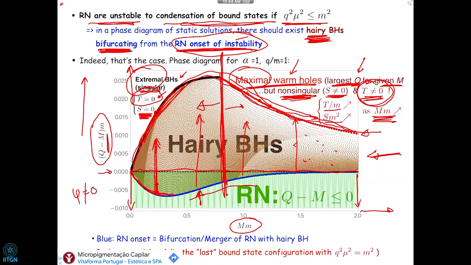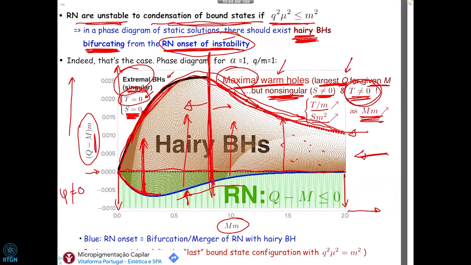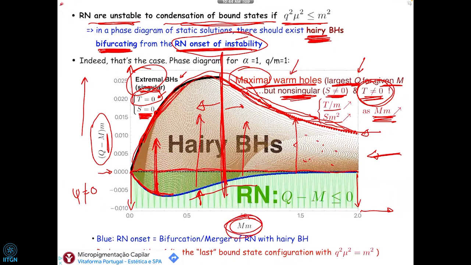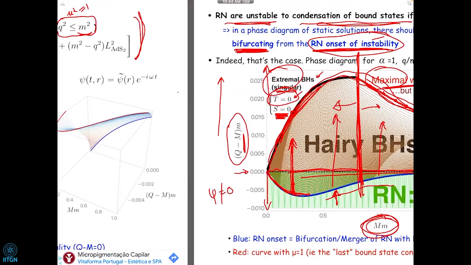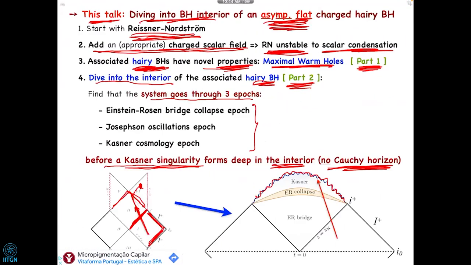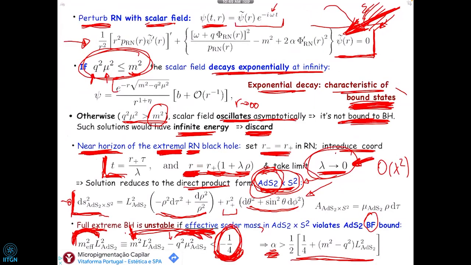So let me see if I understood your question correctly. Are you referring, for example, to this phase diagram where we see that the mass of the black hole can be as large as you want? Or are you referring to the energy of the scalar field? Of the scalar field, but you talked about the energy of the black hole, as I remember. Do you refer to this? Yes, you refer to this one, right?